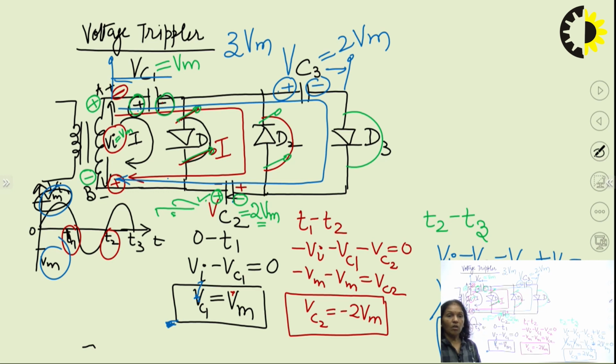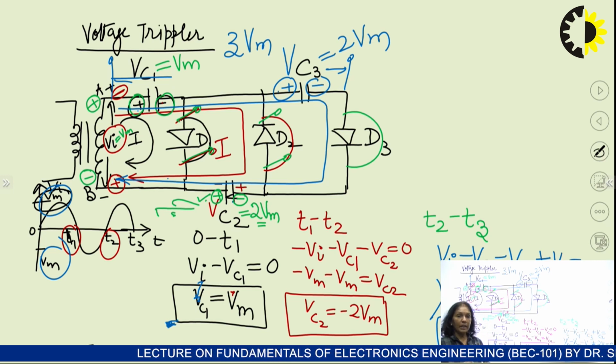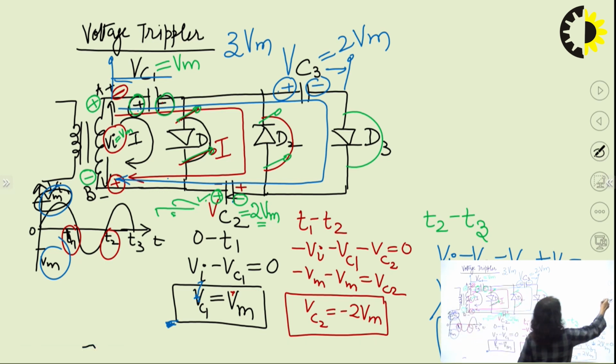So this is how we can convert any voltage doubler circuit to the tripler, to the quadrupler, by adding one pair of diode and capacitor in the circuit. Similarly, we can make the quadrupler circuit by connecting 4 diodes and 4 capacitors.